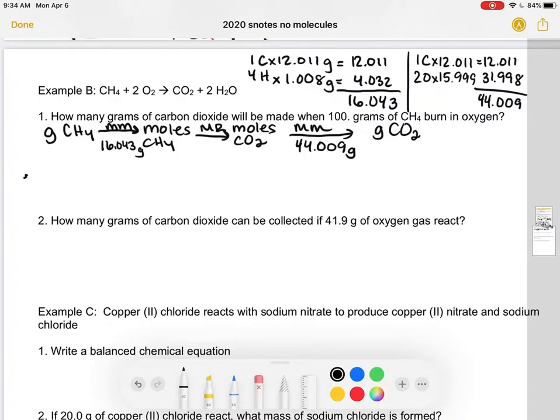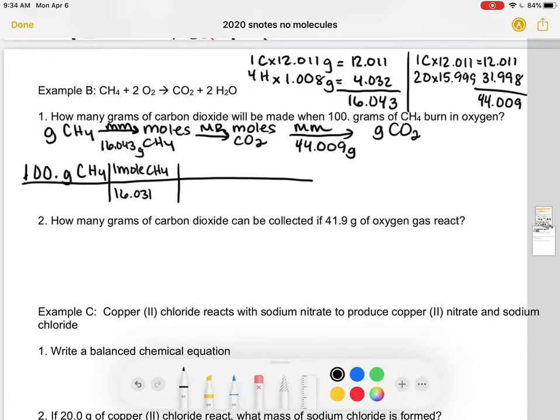All right, so we have 100 with a dot after it. That means 3 sig figs, boys and girls. 100 grams of CH4, methane gas. And now we want to go to moles of methane gas. So for every 1 mole of CH4, it is 16.031. It is not that. 16.043 grams of CH4.